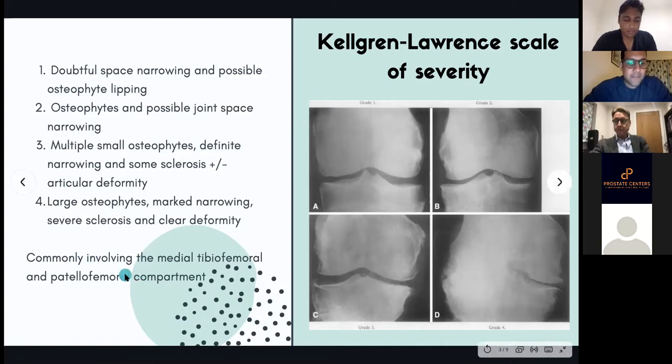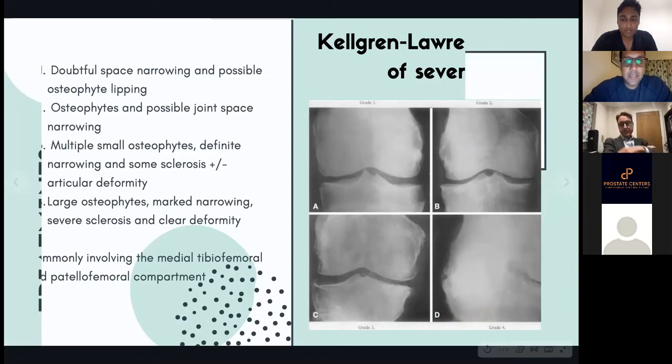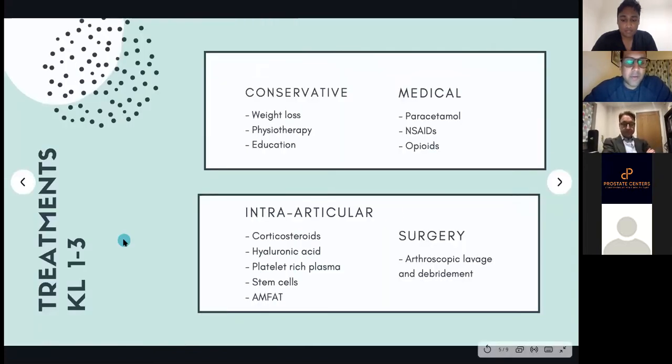It commonly affects the medial tibiofemoral compartment or the anterior compartment, which is known as the patellofemoral compartment. The grades that GAE is looking at treating are grade 1 to 3, and if you have grade 4, it's basically just a surgical option that you have available to you, so total knee replacements. So what treatments are there for grade 1 to 3? Well, conservative measures include weight loss, physiotherapy, and education. These have varying degrees of efficacy.